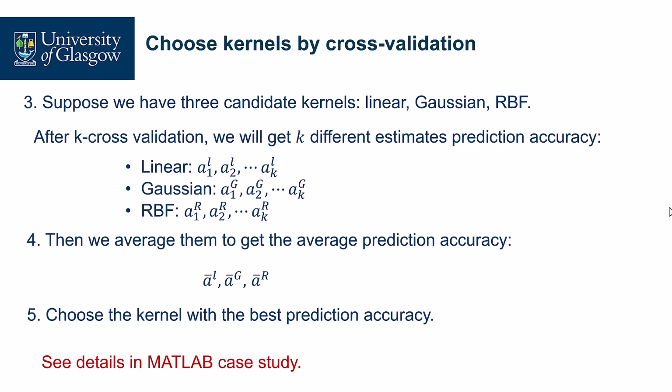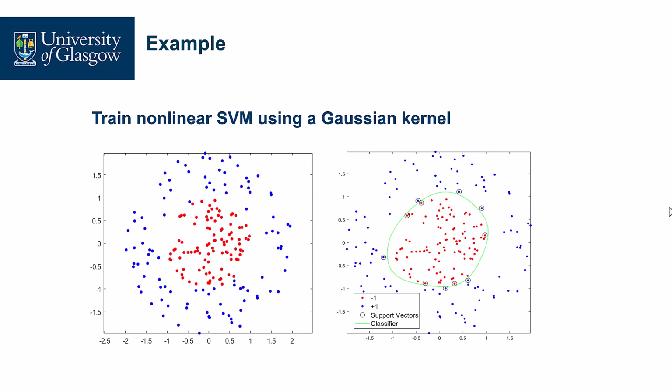Here's an example. This kind of data is clearly nonlinear, so we use a Gaussian kernel. As you can see, we can classify it quite well. We will see more details in the case study later.